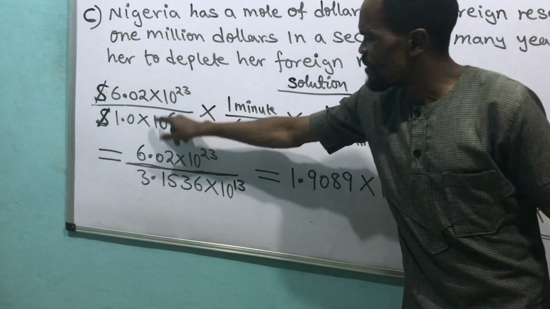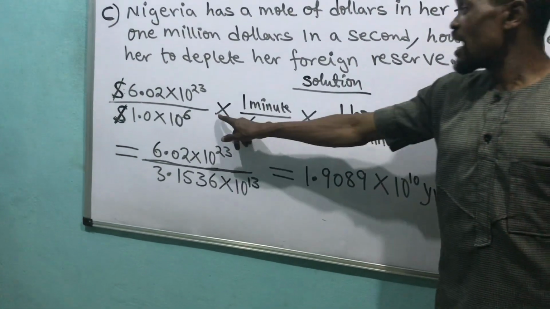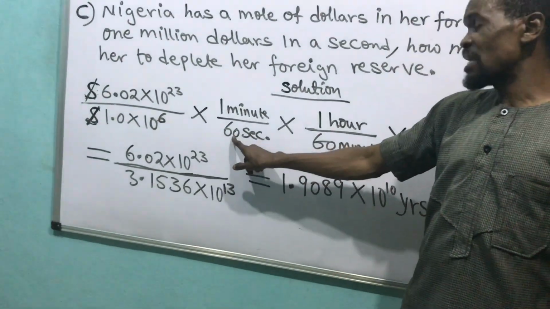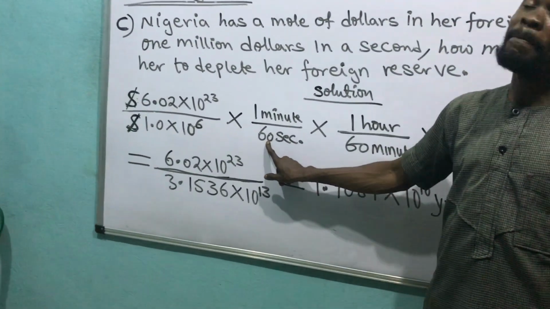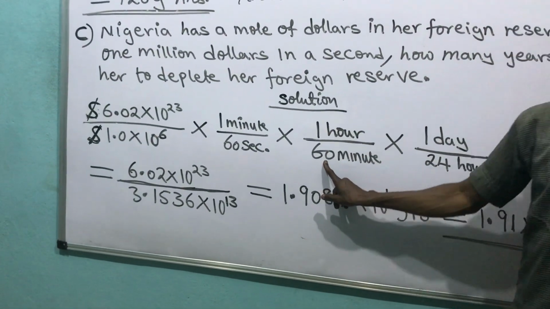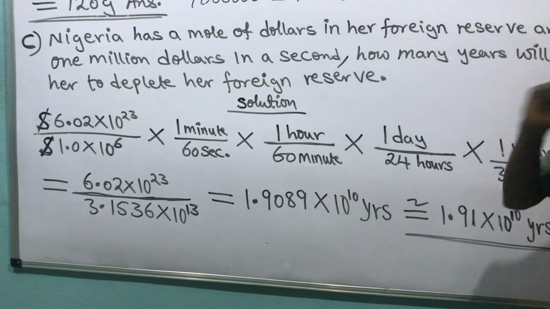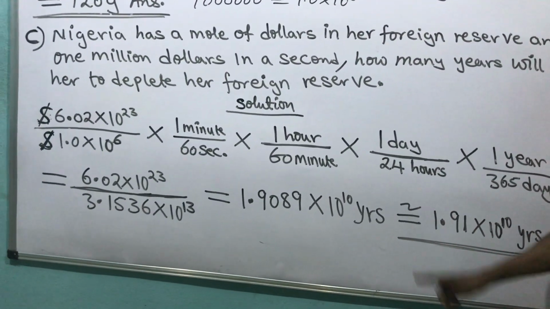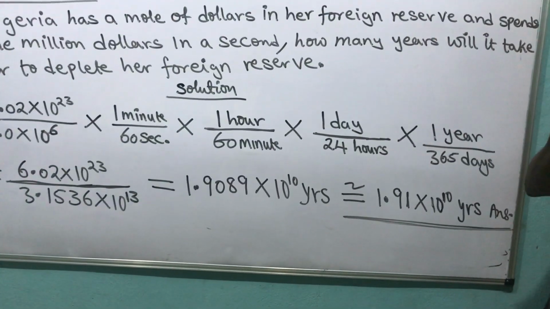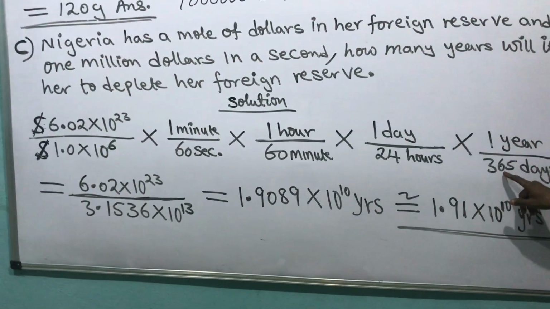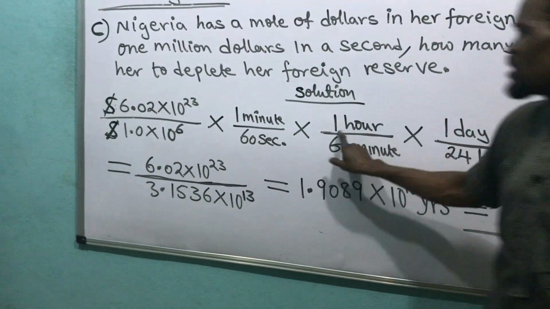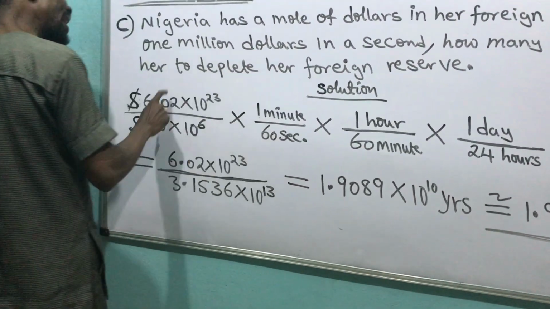I said this is divided by $1 million times 1 second. In a minute that Nigeria spends that money, I will have 60 seconds. In an hour, I will have 60 minutes. In 1 day, we have 24 hours. In 1 year, you have 365 days. Then multiply 1 times 1 times 1 times 1, which will give me 1. And 1 times this will give me that.